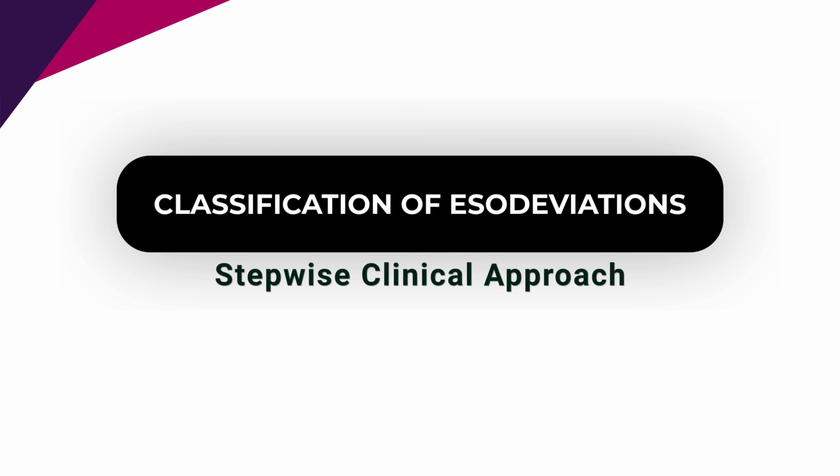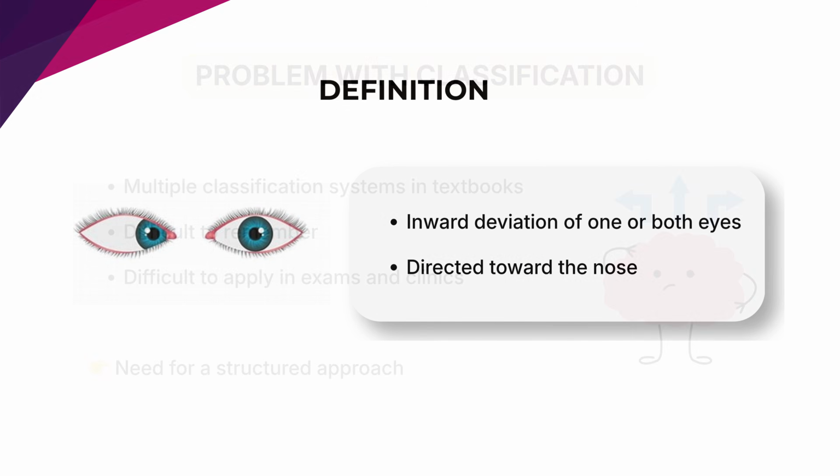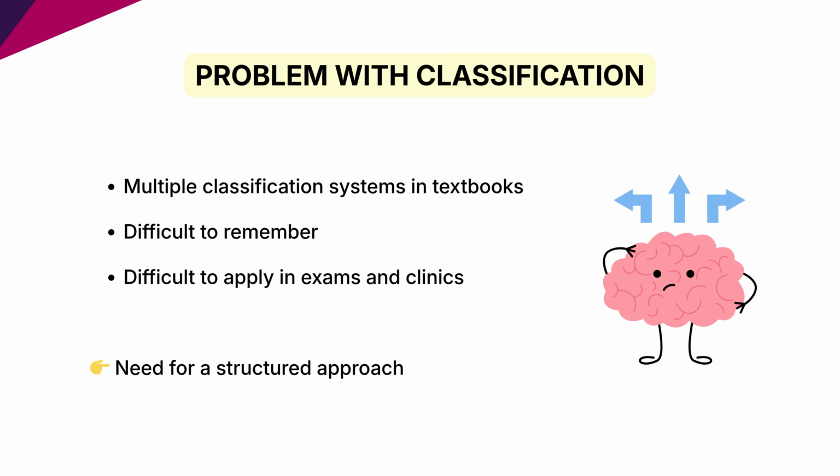Esotropia or esodiviation is the inward deviation of one or both eyes towards the nose. Different textbooks describe esotropia using different classification systems. This often makes it quite difficult to remember and apply this classification in examinations and clinical settings. For this reason, a layered and structured approach is more useful.